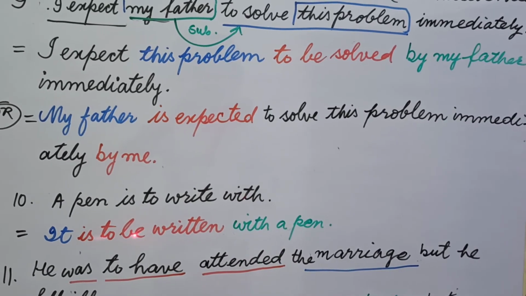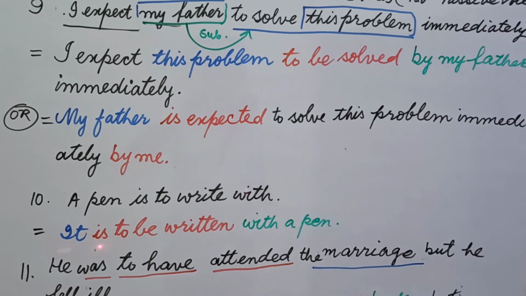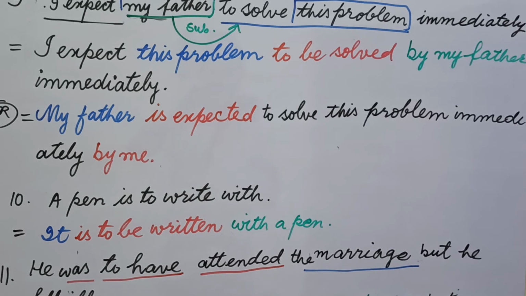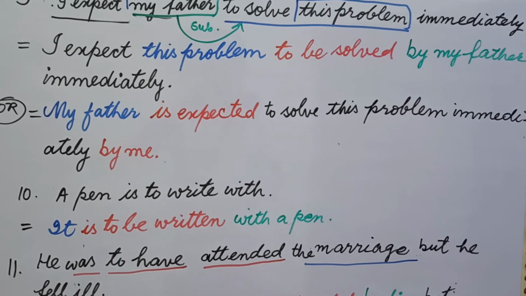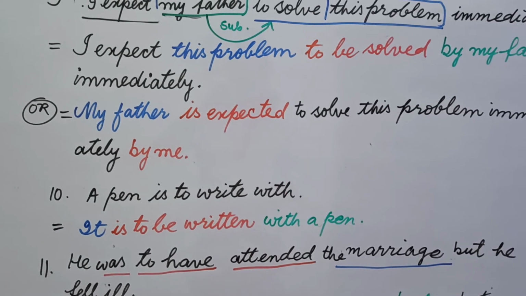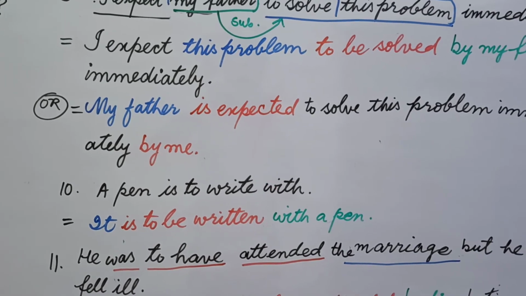Now this sentence is used with a linking verb: is to be plus third form, with a pen. I didn't write "by a pen" because by is used with a doer, but with a pen. Pen is an instrument, that's why I use with, and with instruments we use with. It is to be written with a pen.